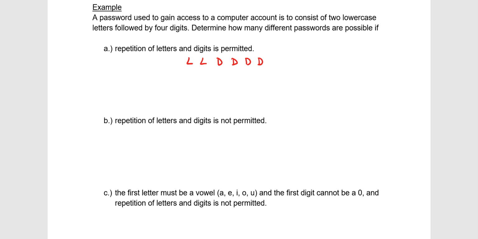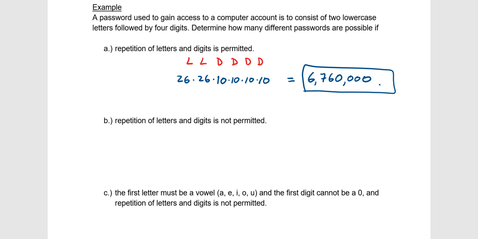That means we have 26 options for the first one, 26 letters, times 26 letters for the second one because repetition is allowed. Digits, we have 10 digits. And since we can allow repetition, we have 10 digits for all of these. So we're going to multiply this together. And we end up getting 6,760,000 different possible arrangements.